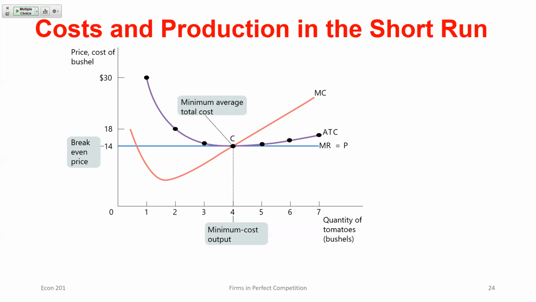If the price goes higher than that minimum point on our average total cost curve, now we know we have positive profits. If the price goes below that minimum point on my average total cost curve, now I know I start to have negative profits.